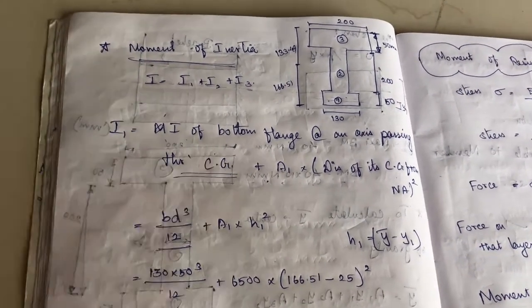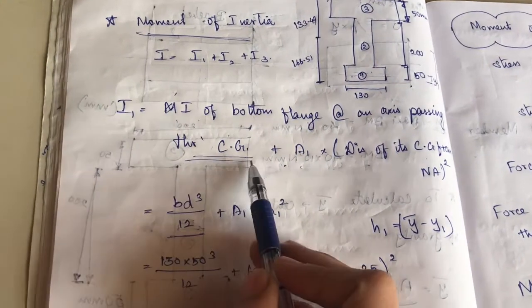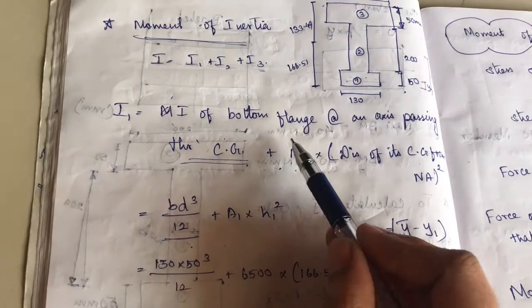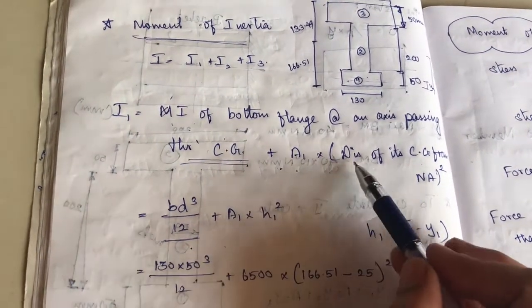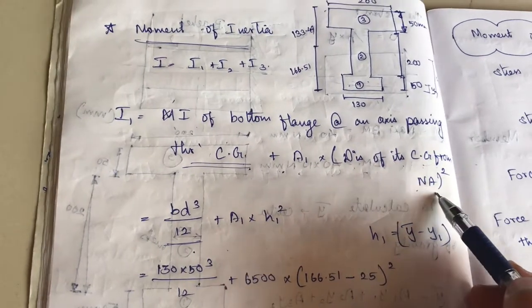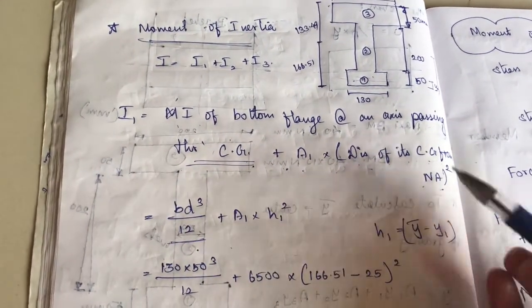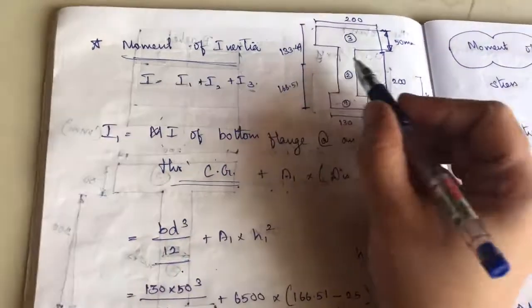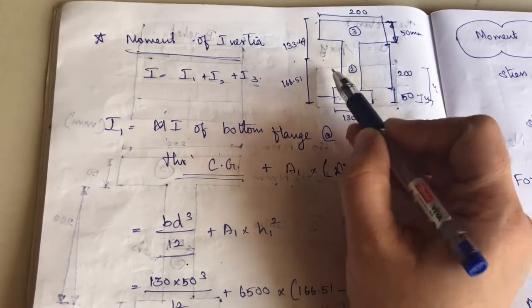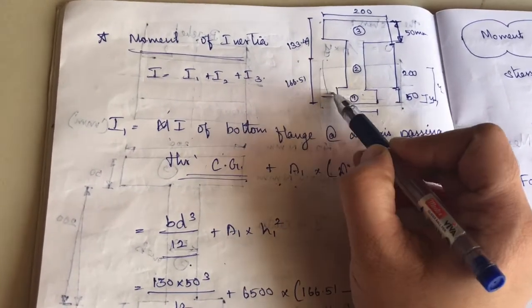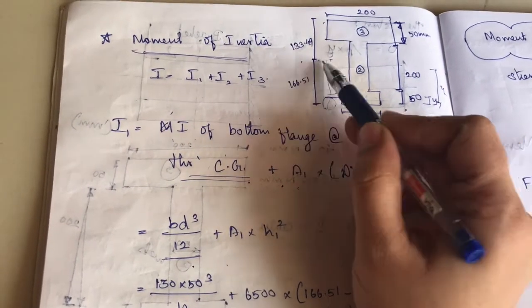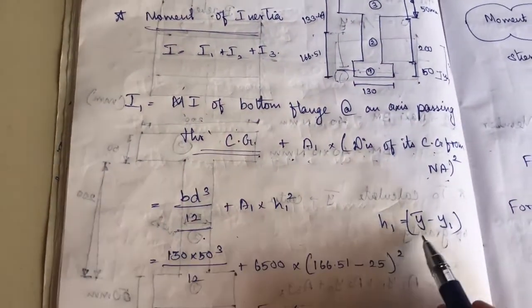So first one, the axis passes through the center of gravity, they have said. So if you look at its formula, it is BD cube by 12 plus its area A1 into distance of center of gravity from neutral axis. So distance of center of gravity from neutral axis, that is H1. So center of gravity is this and the neutral axis is y1. So y bar minus this y1, we will get the distance, right? So y bar minus y1.